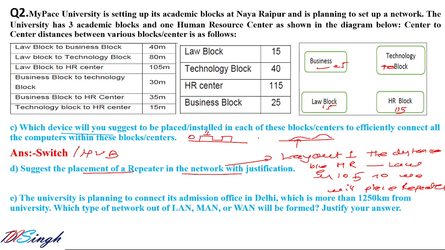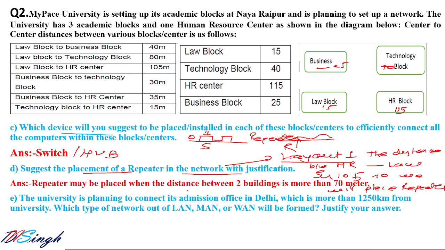For that purpose, in between the sender and receiver, we are going to place a repeater which is going to regenerate the signal. Nowadays switches are intelligent enough to regenerate the signal. So where to place the repeater? If we are going for cable layout 1, then we can place it between HR and law block. In cable layout 2, we do not require any repeater. So a repeater may be placed when the distance between two buildings is more than 70 meters.